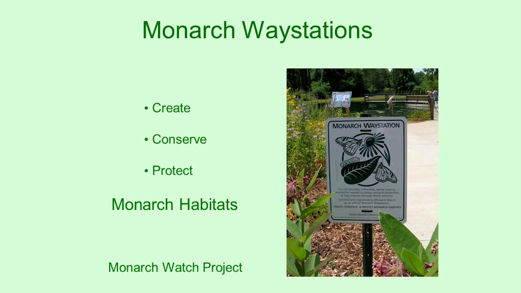The garden is also registered as a monarch way station. Monarch way stations are a project of Monarch Watch, and they are designed to create, conserve, and protect monarch habitats. So when people put in a butterfly garden, they can register it as a monarch way station. And you don't really need to have a sign up because the monarchs will find the milkweed no matter what. But it's a nice example to show people how to protect monarchs.